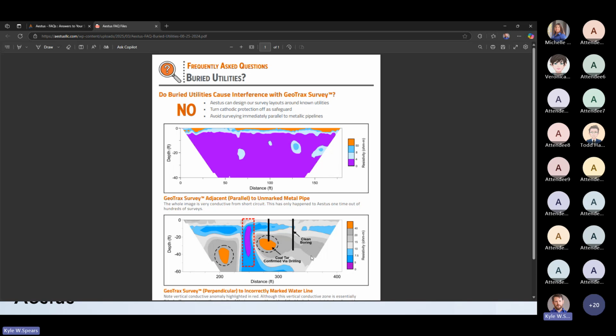So this is a real world example where a pipe was crossed here, and we had a resistive anomaly over here that was targeted and sampled to be coal tar. So we just work around utilities. We've done refineries up in the East Coast where the ground is a spaghetti bowl of pipelines, and it's just careful planning and good field logistics.